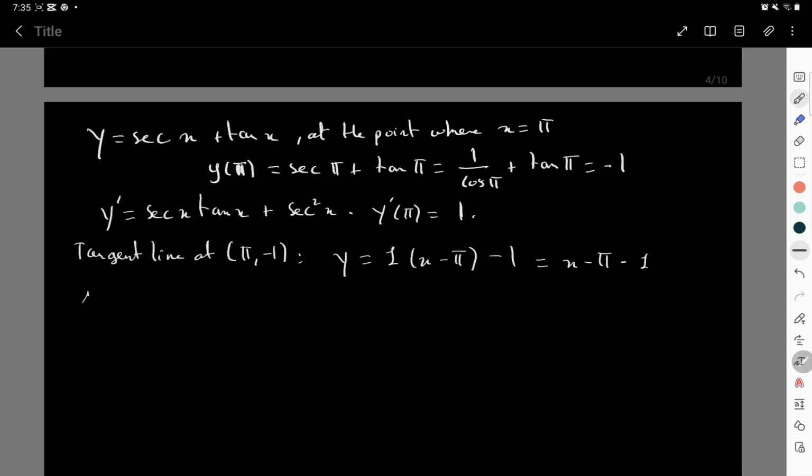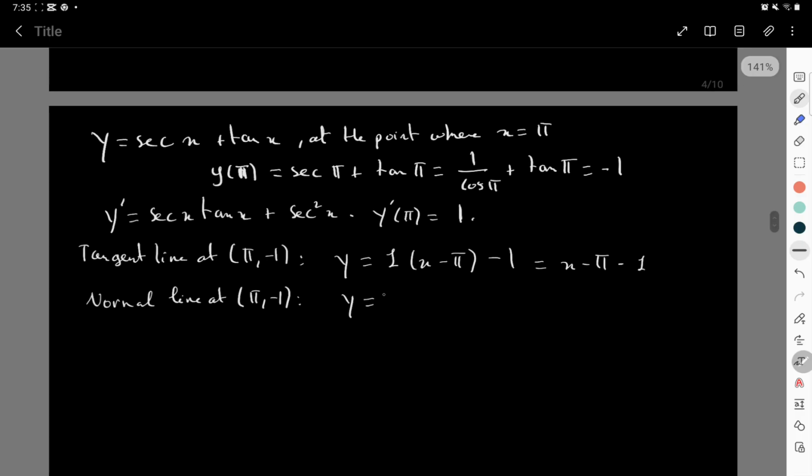Okay, now let's look at the normal line at pi, minus 1. What's the equation of the normal line? Well, this is -1 over 1, right? Times x minus pi minus 1. So this is just minus x plus pi minus 1. Okay, so this is the first function.